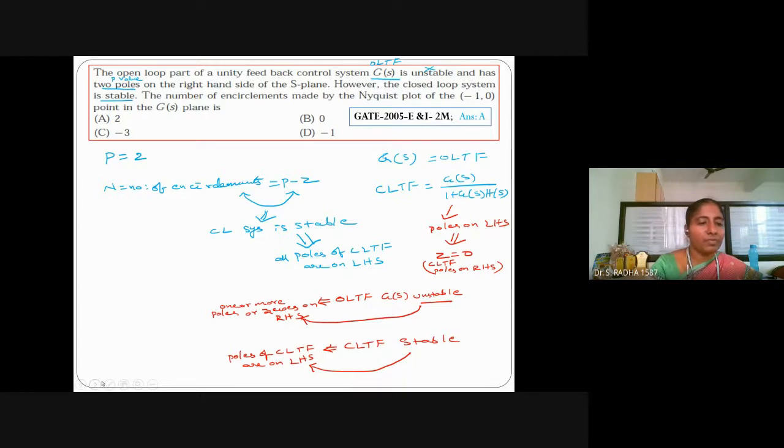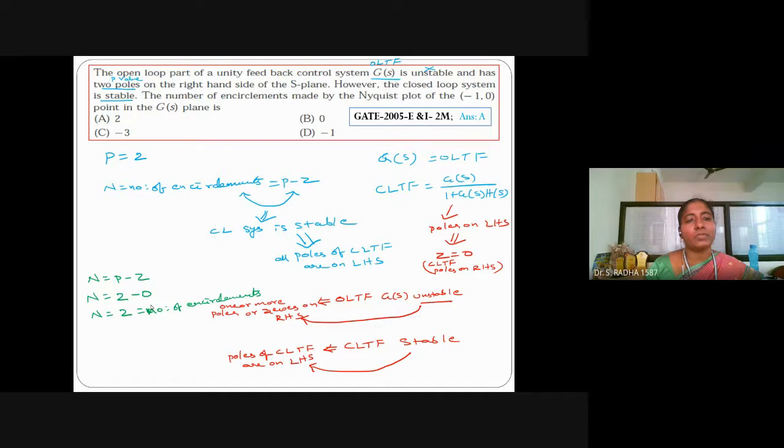Now we will go with the final calculation. N equals P minus Z. P value we already got as 2 and Z value as 0. So finally N equals 2. This N is nothing but the number of encirclements. Now you should tell whether it is clockwise or anti-clockwise. They are asking only for the N value, and I got the answer, option A.